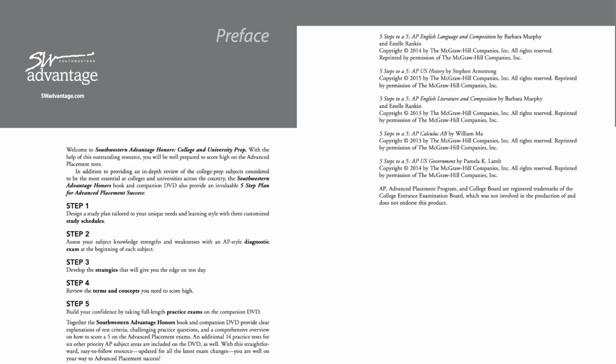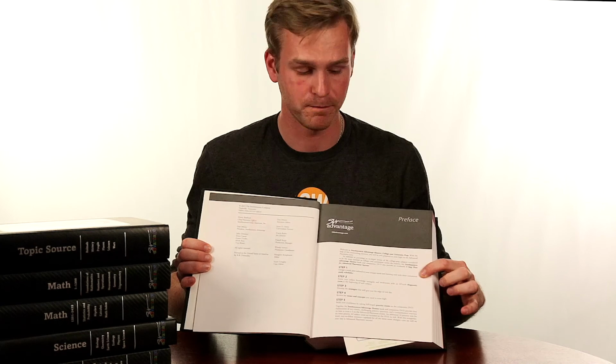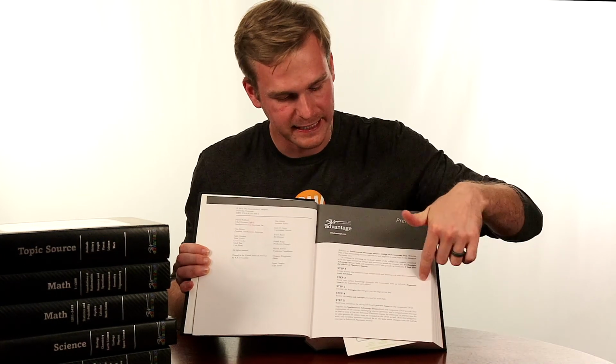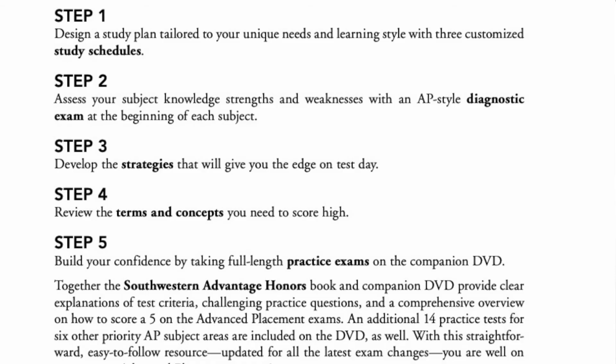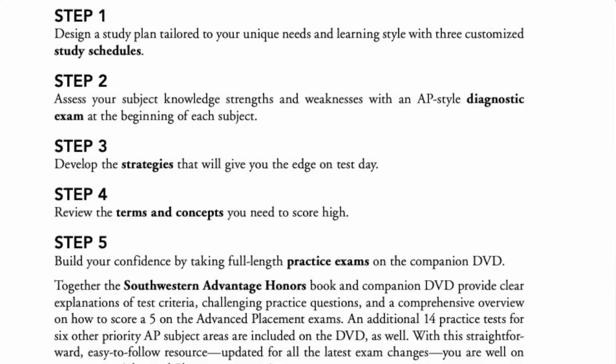What's really cool is that we're utilizing McGraw-Hill's 5 Steps to a 5 system just because it's the best out there in AP prep. It gives kids, like I said, a self-paced, self-customized study schedule plan. It gives them access to an AP-style diagnostic exam. It helps them develop strategies with the edge on test day. It also helps them review the terms and concepts that they need to score high. And it goes with the practice exams on the DVD that goes in the AP Honors book.